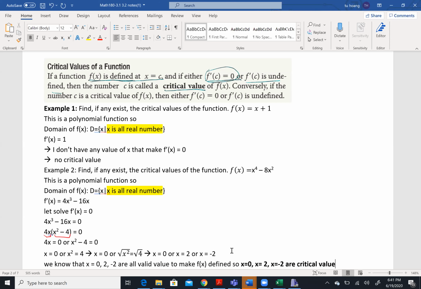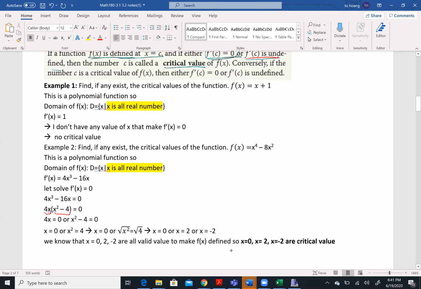And this is going to be the answer. You may also think about whether there is any value that makes f'(c) undefined. But because the derivative of f(x) is a polynomial function, you aren't going to have an undefined case. So there is no undefined f'(x).